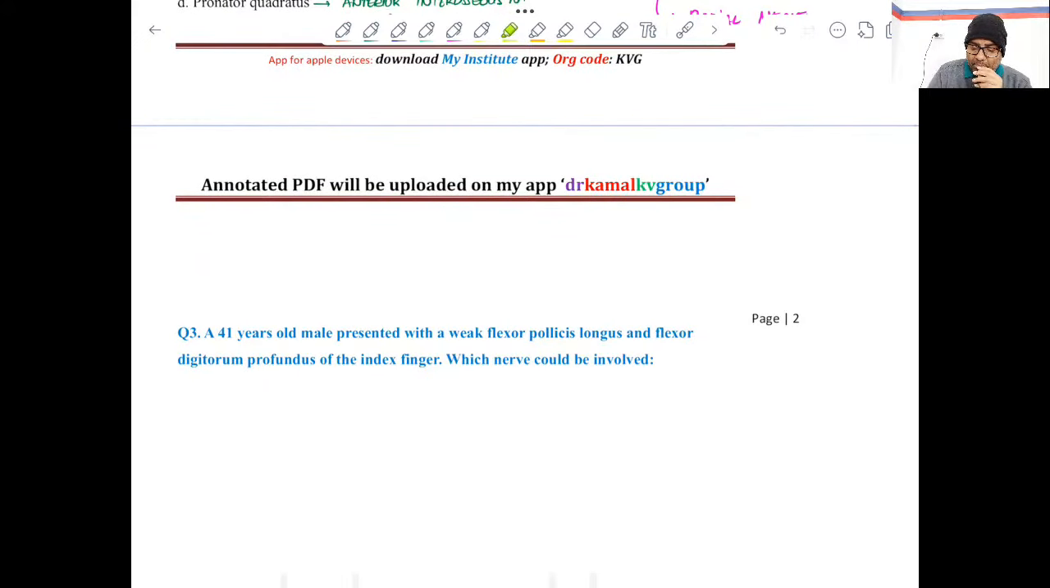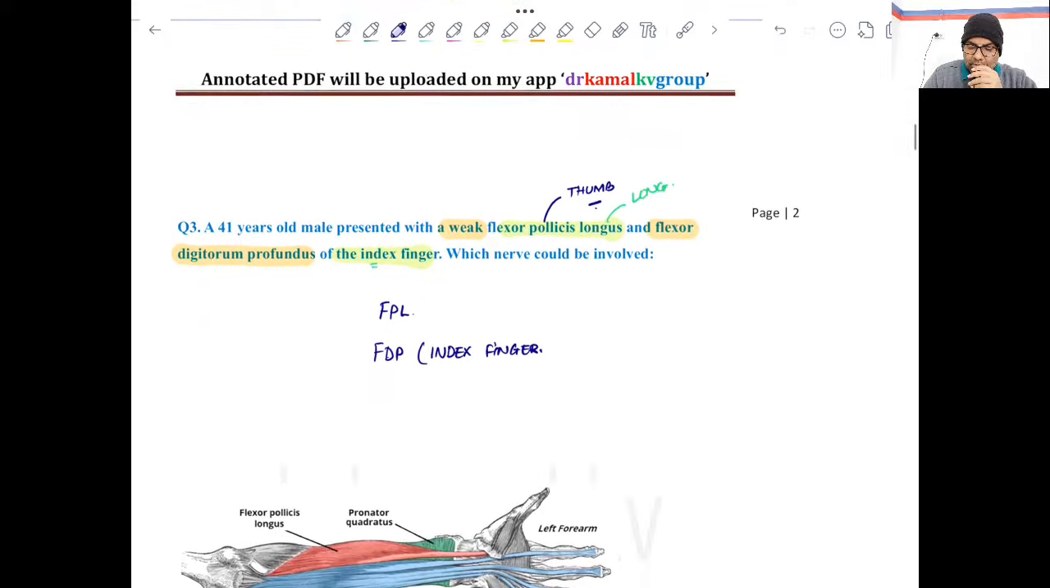Then moving forward, a patient has weak flexor pollicis longus and flexor digitorum profundus of the index finger. Which nerve can be involved? Now here, pollicis word is related to thumb. So it means there is weakness of the flexor muscles of the thumb, which is a long muscle. Longus means long. And flexor digitorum profundus of index finger. So if we write it here, FPL and FDP, especially index finger. Now here, now these two are the deep compartment muscles.